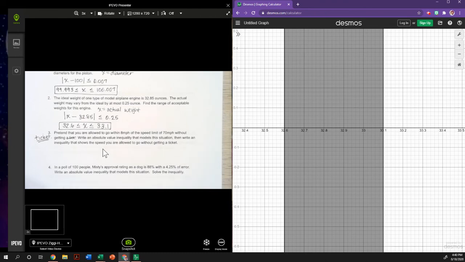Okay. All right. Most of you probably could tell me it's 62 to 78. You know that if you're within 8 miles of the speed limit, under or over, in this situation, I don't hear of anyone getting tickets for going too slow. But if you're allowed to be within 8 miles of the speed limit, that's 62 to 78. Okay. So how do I write that? That's what we're trying to accomplish. Okay, so I'm going to let x be my actual speed.